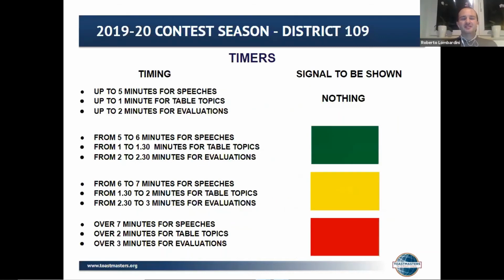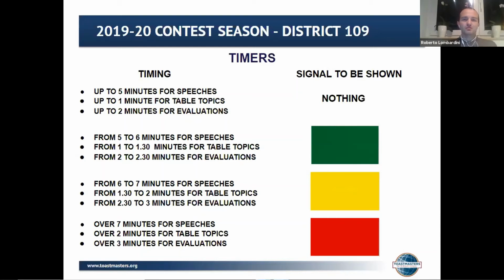These are the timing, very strict. It's important not to show anything before the 5 minutes for speeches, 1 minute for table topics, and 2 minutes for evaluation. And then to be precise, to show the green in the specific time frame, the yellow in the specific time frame, and the red at the end, because contestants, while they prepare their speeches, calibrate their speeches or evaluation at each second.